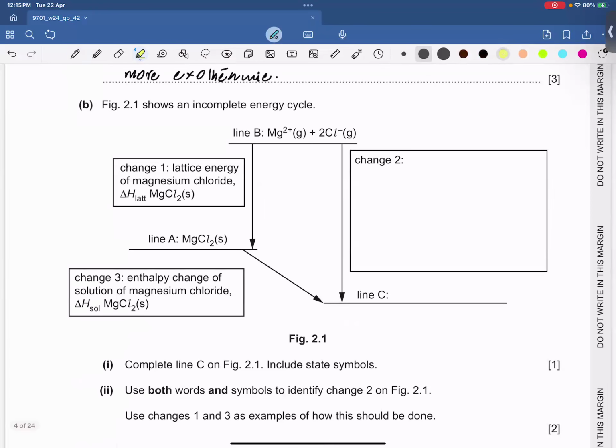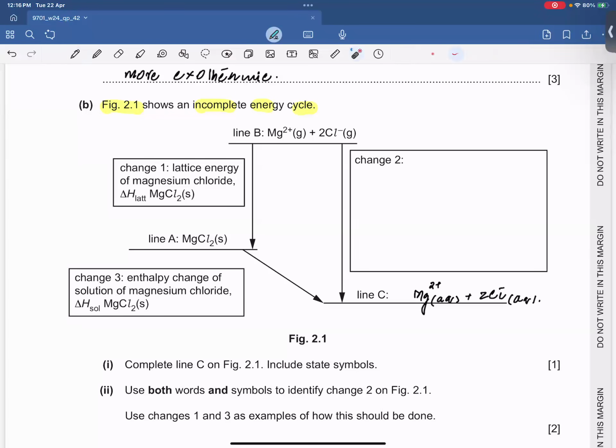Okay. Figure 2.1 shows the incomplete energy cycle. So first of all, these gaseous ions combine together to give 1 mole of ionic solid. That's lattice energy. When 1 mole of ionic solid is dissolved in a large amount of water to give an infinitely dilute solution, that's going to be the standard enthalpy change of solution. So in line C, I'm going to write aqueous magnesium ion and aqueous chloride ion.